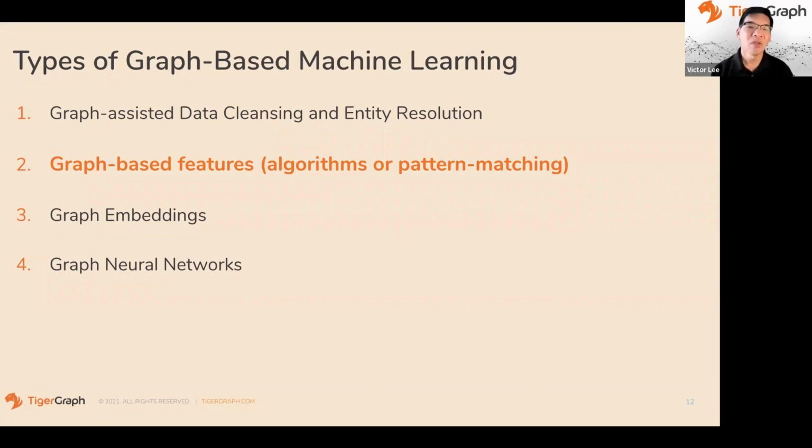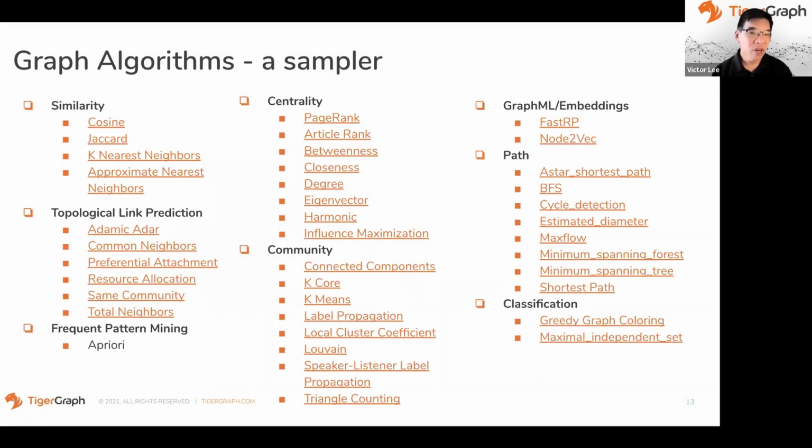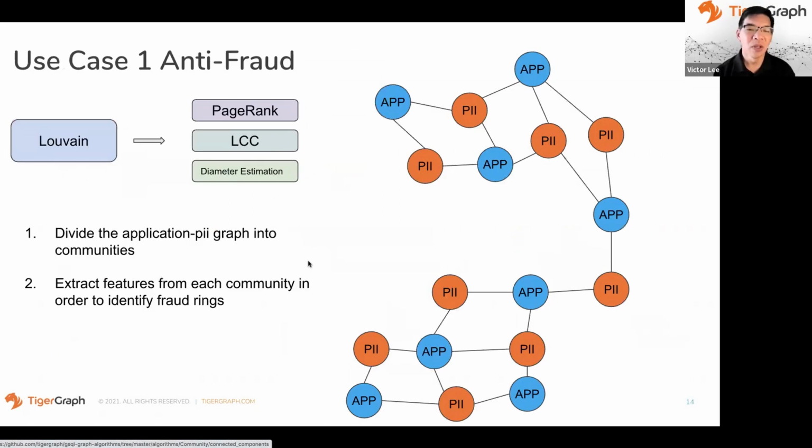Another way is to help develop graph-based features using either algorithms or pattern matching. And there are lots and lots of graph algorithms. This is TigerGraph's current graph algorithm library with about 50 algorithms, but there are even more. So we're always developing more. And they each have their different uses. The first thing you want to do is understand the general type. Is it a similarity algorithm? Is it a centrality algorithm? Is it a community algorithm? And then there are different varieties among those. And then those all lead to different uses.